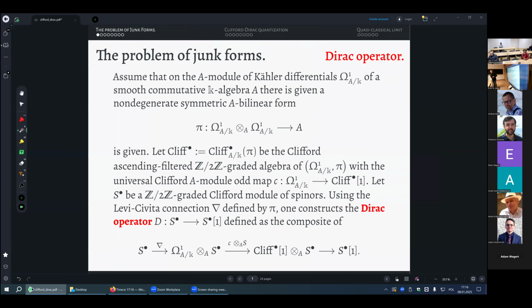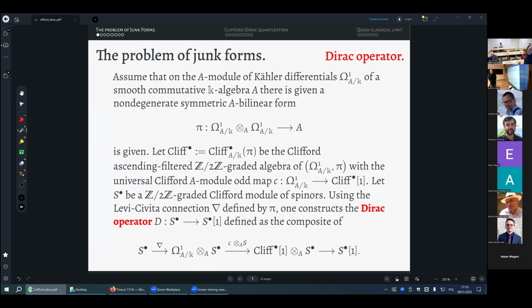So assume that A is some smooth K-algebra over some field. You can think about complex numbers. And this algebra is smooth, which means that the module of Kähler differentials, algebraic differential forms, spanned by this algebra A, is projective as a module over A. Okay? And then we can consider a non-degenerate symmetric A-bilinear form.